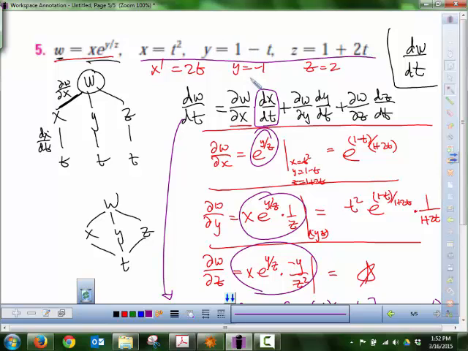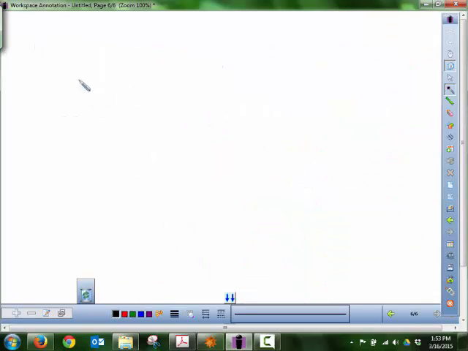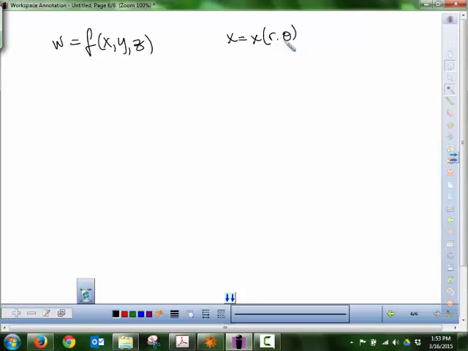Well, it turns out that you can compose it with things that are not functions of just t, but you can compose it with functions of t and s, for example. Or you can compose it with some other things. So let me come up with another quick example abstractly. What if you have w equal to some function of x, y, and z, and then you have x as a function of r and theta, y is a function of r and theta, and z is a function of r and theta.